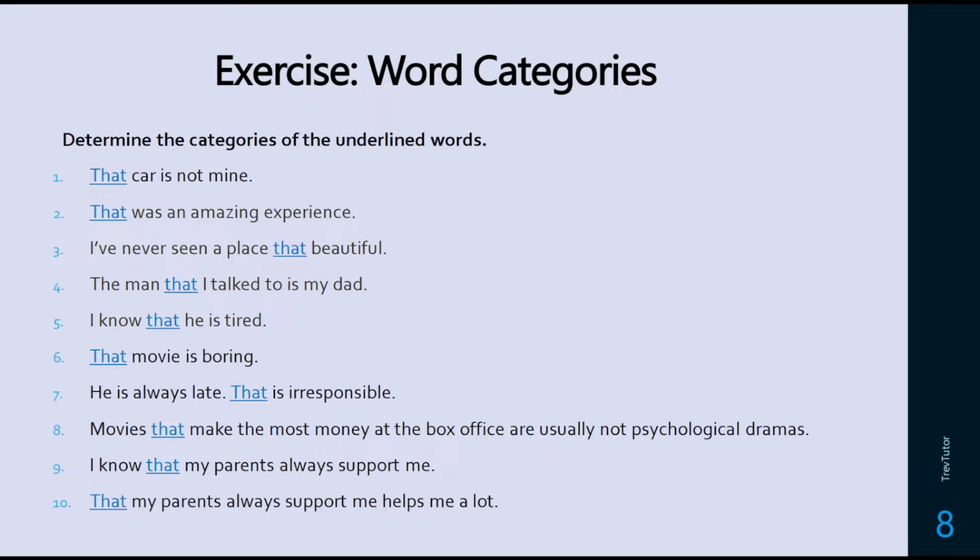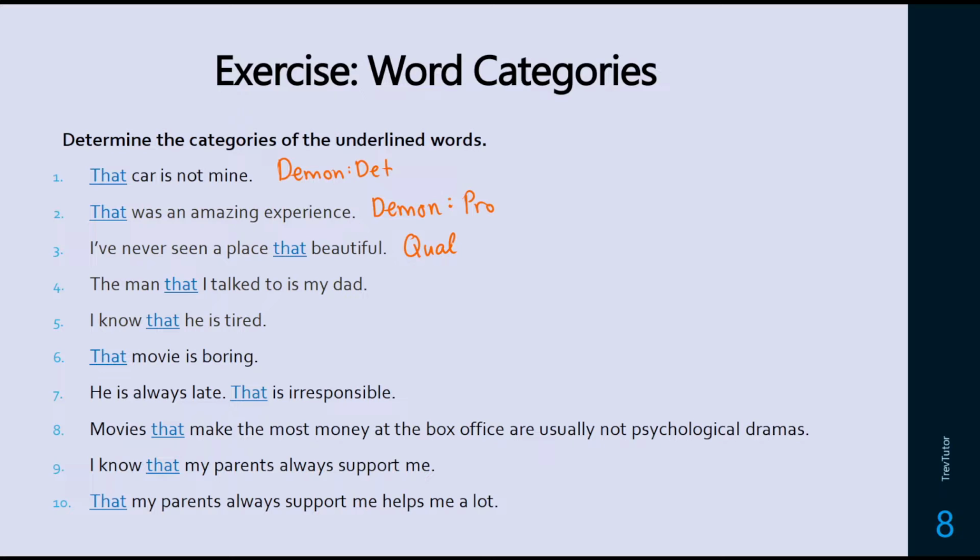So that car is not mine. That car. This is acting as a demonstrative and it is a determiner in this case. I'm talking about a specific car. That was an amazing experience. So we're talking about something specific, some event that is being replaced with the word that. So this is a pronoun. I have never seen a place that beautiful. This is answering the question, how beautiful? Oh, it's that beautiful. So this is a qualifier.